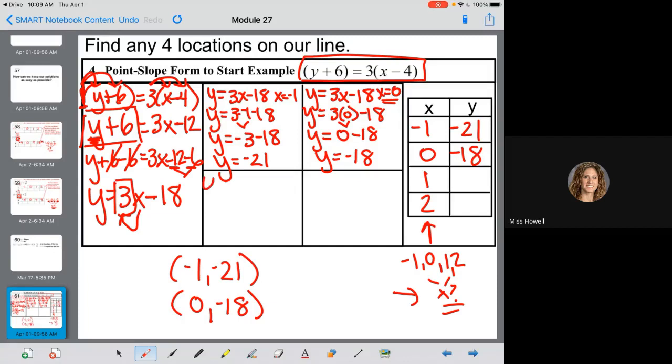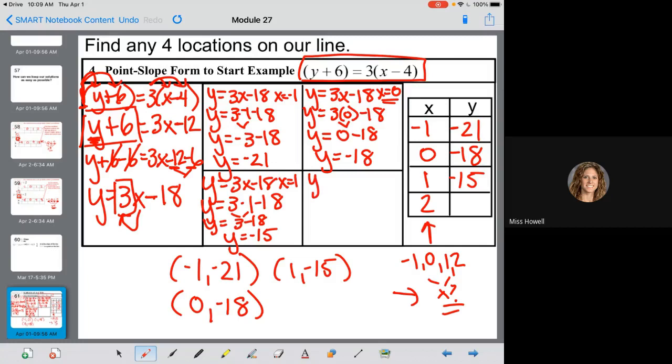All right, 2 more. Let's go when x equals a 1 this time. What would be our y? So y equals 3 times 1 minus 18. PEMDAS from there, 3 times 1 is 3, minus 18 would give us a y value of negative 15, which means 1 comma negative 15 is a location on this line.